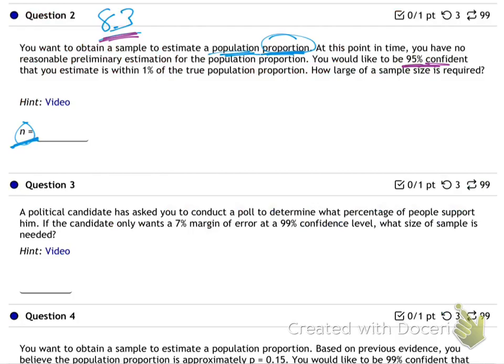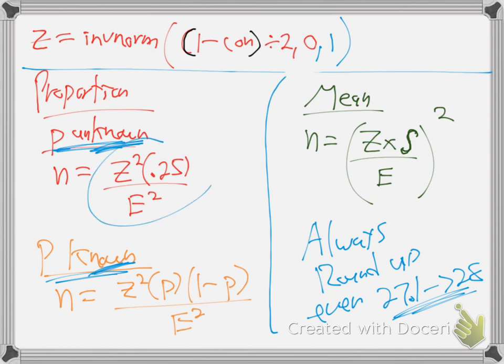It said right here, "reasonably preliminary estimation." You have no idea. It's fancy talk for you have no idea. So we go, oh, okay, it's this formula. See how we nailed it down? In a minute, they're going to give us ones where we do know something, then it'll be this formula, and a few minutes later, they'll give us means, and it'll be that formula. All right, so we know the formula.